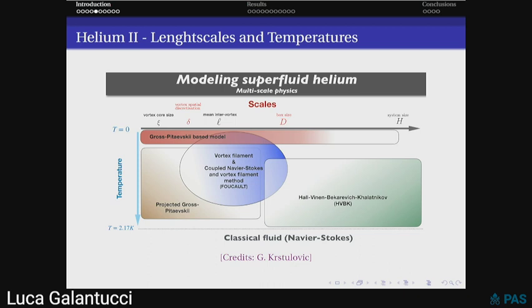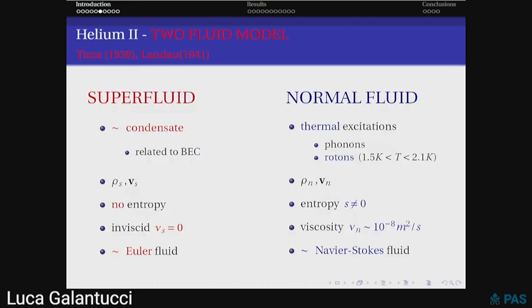I'd like to point out here that this is not to scale: the range of scales, from the system size H to the vortex core size Xi on the left, can be like 10 orders of magnitude. We all know that superfluid helium can be described via the phenomenological two-fluid model elaborated by Tisza and Landau. According to this description, the superfluid helium is an intimate mixture of two compenetrating and inseparable fluid components.